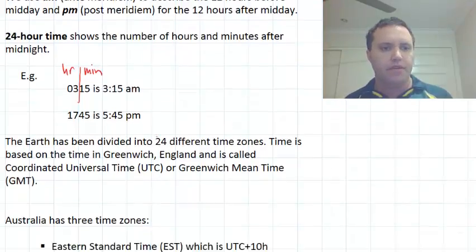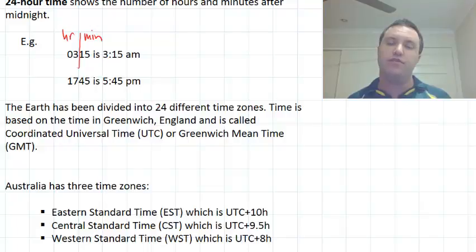The Earth has been divided into 24 different time zones. We won't have to worry too much about this idea at grade 8 level, but it is good for you to know. Time is based on the time in a place called Greenwich in England, and it's called Coordinated Universal Time, UTC, or Greenwich Mean Time, GMT. You might know that Brisbane, our time zone, is GMT+10, which means we are 10 hours ahead of Greenwich.